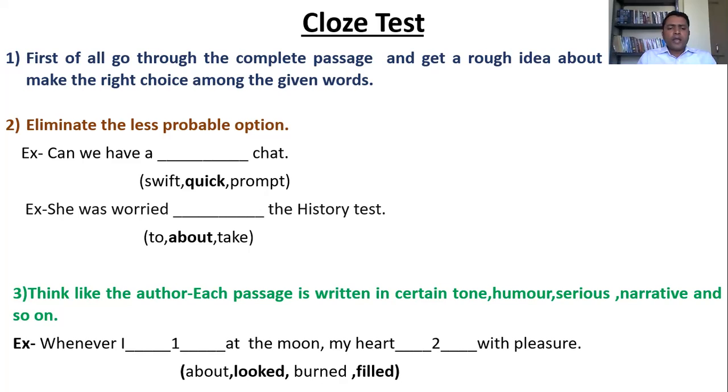So whenever I dash at the moon, my heart dash with pleasure. Whenever I about at the moon, no, it doesn't come here. Whenever I looked at the moon, this seems to be a phrasal verb. So whenever I looked at the moon, my heart filled with pleasure. So you have to think like the author by using this method.